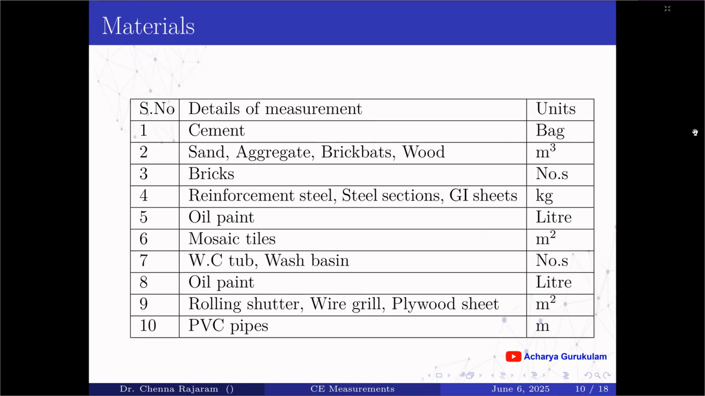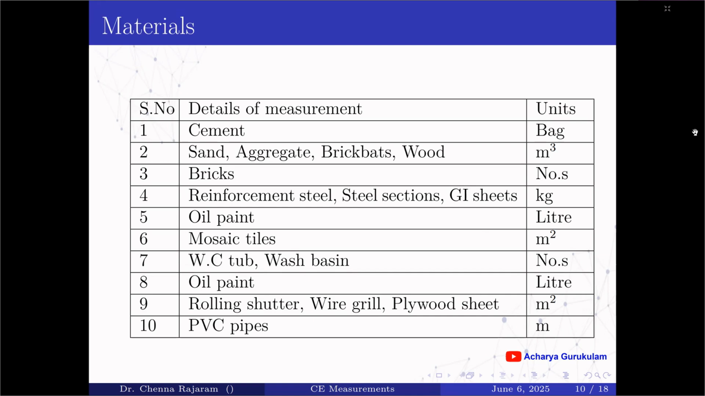These are the various materials that we use in civil engineering works: cement, sand, bricks, reinforcement steel, oil paints, tiles, wash basins, rolling shutters, and PVC pipes. Now, what are the various measurements that we use for these kinds of materials? Cement is measured in terms of bags. Sand, aggregate, brickbats, and wood are measured in cubic meters.